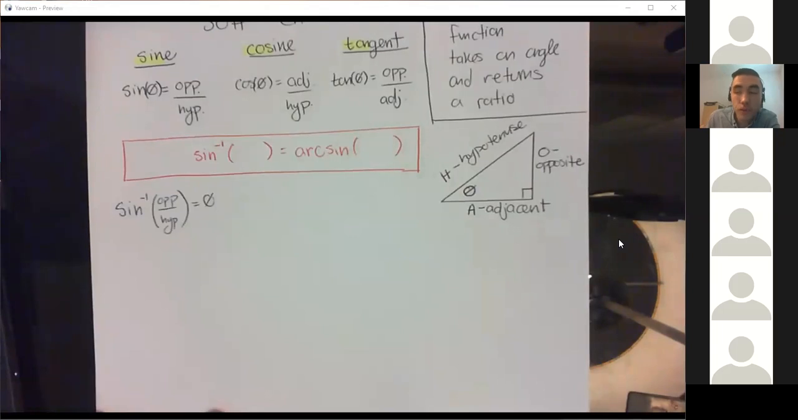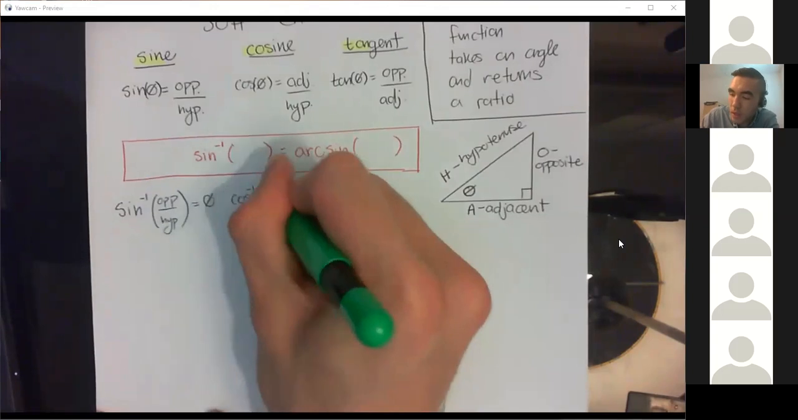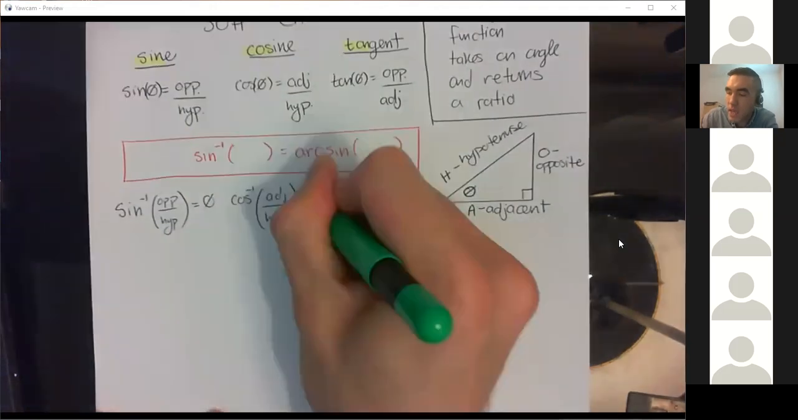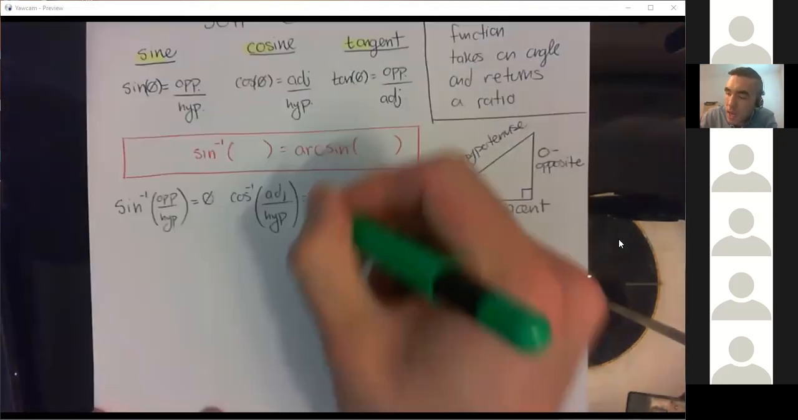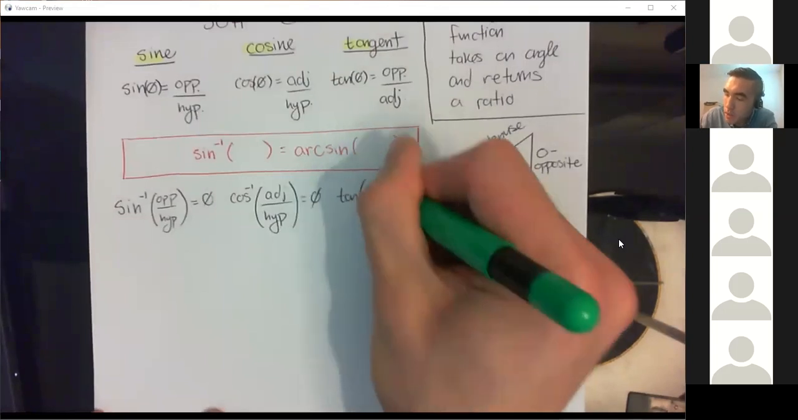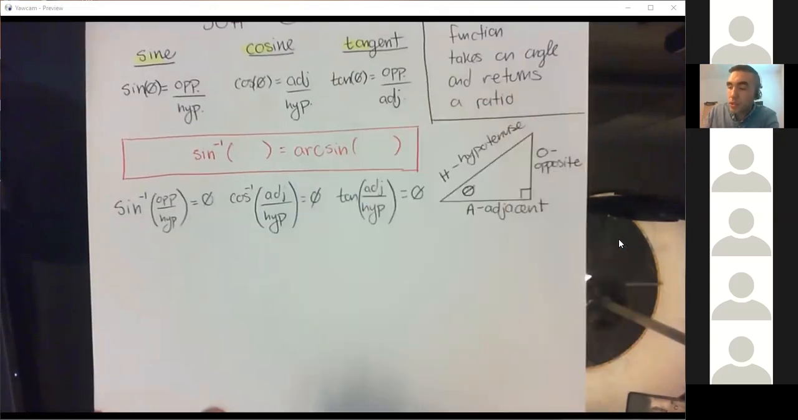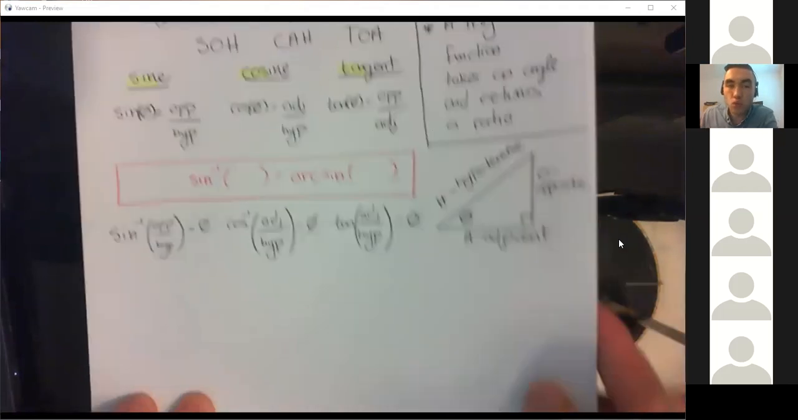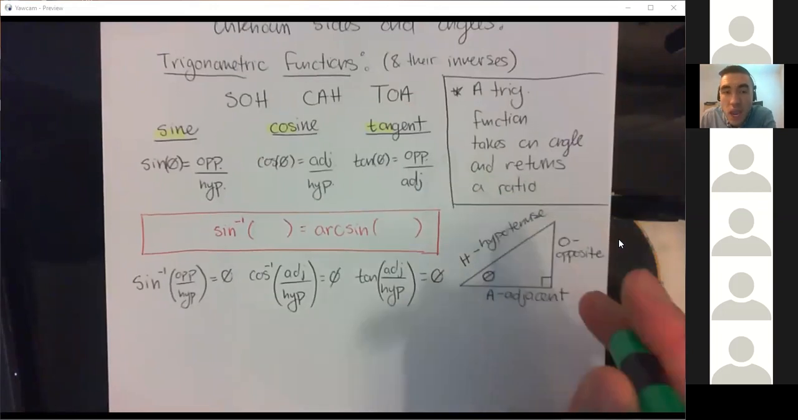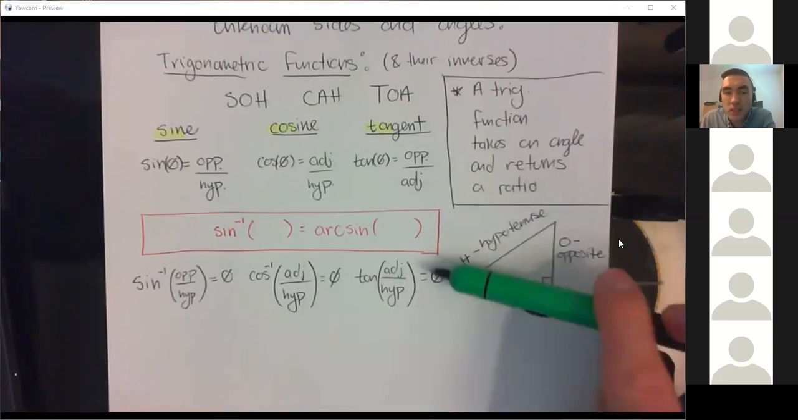The same is true for cosine. Inverse cosine of its ratio, the adjacent side divided by the hypotenuse, will give us back that exact same angle. And tangent of adjacent divided by hypotenuse will also give us back that angle theta. So we have a new way that we can write down ratios of a triangle, and this technique up here will let us solve for side lengths. And down here, we have a technique that will let us take the side lengths of a triangle and solve for their angles.